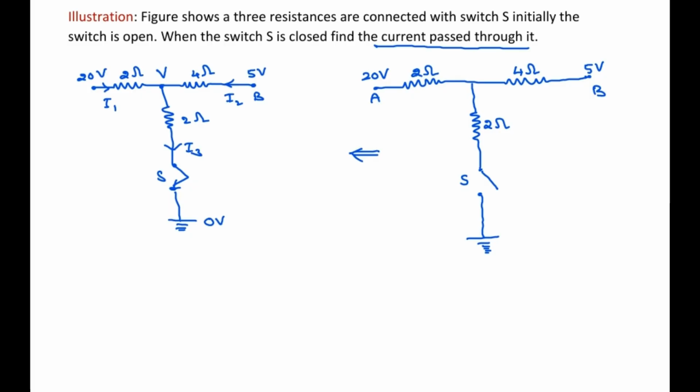So here we are discussing the application or illustration based on Kirchhoff's current law. According to Kirchhoff's current law, I1 plus I2 is equal to I3. But we don't know I1 and I2 values. So we will write in terms of voltages and resistances. I1 can be written as (20 minus V) divided by 2. I2 can be written as (5 minus V) divided by 4, that is equal to (V minus 0) divided by 2. Why am I writing 20 minus V instead of V minus 20? Because the 20 value will generally be higher than V.